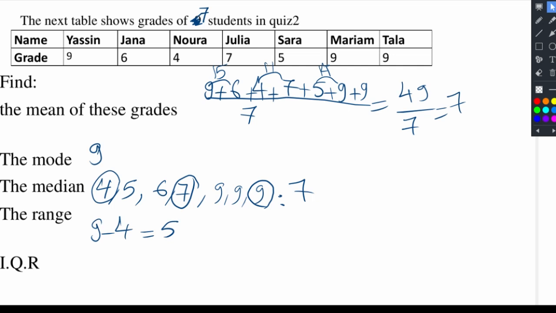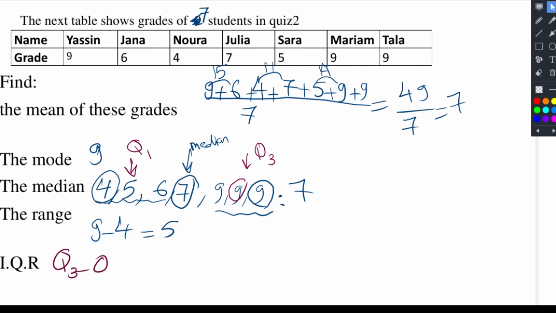IQR. What is IQR? IQR is the interquartile range. It looks like the range, but it's somewhat different. First, we have the median. The median divides the data into 2 groups, left and right. What is the median of the left? It is 5. Name it Q1. What is the median of the right? It's 9. Name it Q3. You say, where is Q2? Q2 is the median. Okay? So the IQR is Q3 minus Q1, which is 9 minus 5 equals 4.